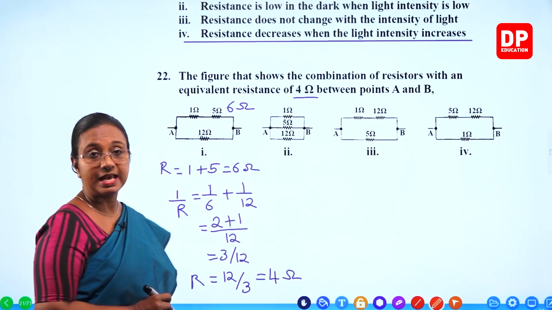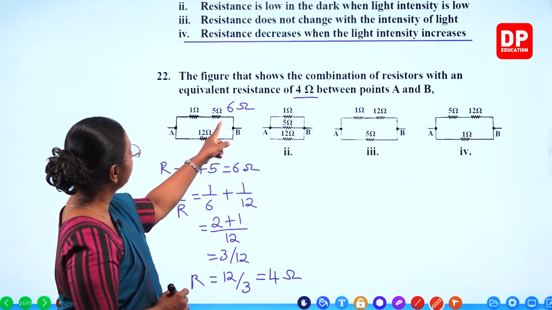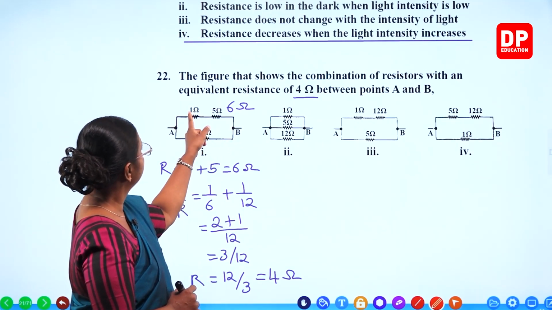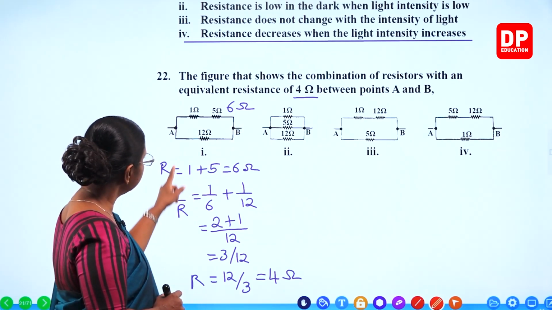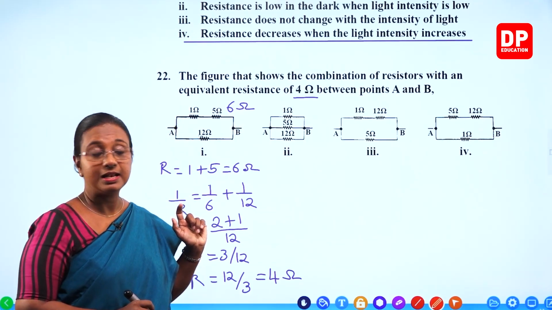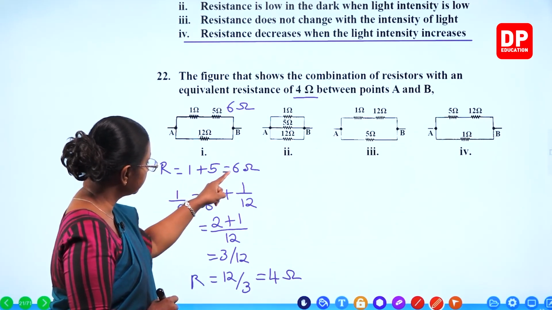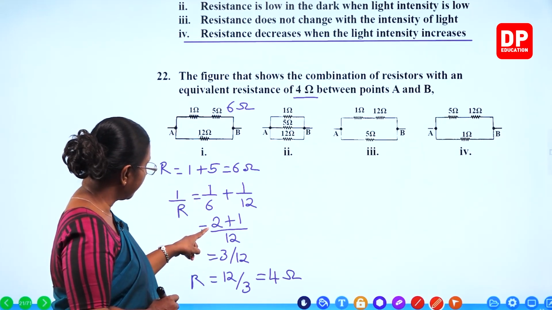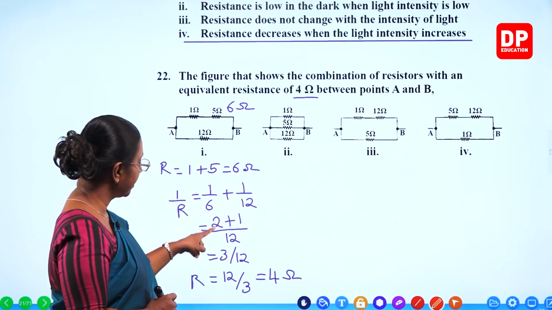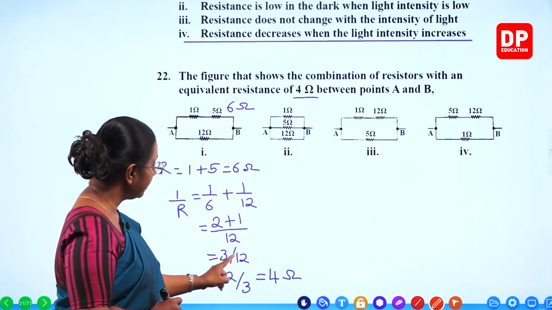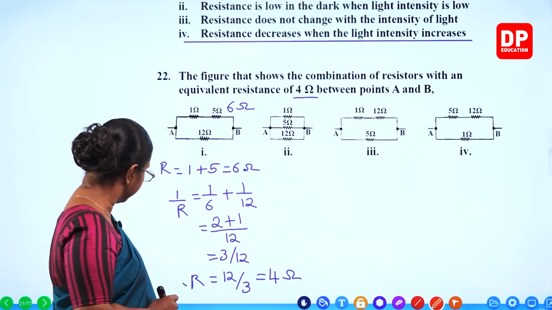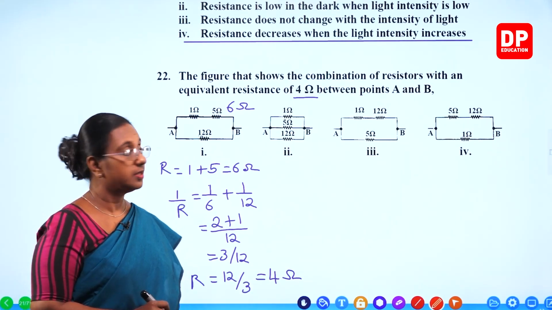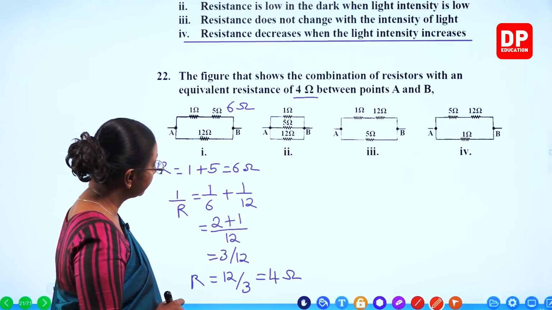I'm sure you can understand the calculation. 1 ohm and 5 ohm are in series, so the sum of the resistors, 1 plus 5, is 6 ohms. Then this and this are parallel. So 1 over R equals 1 over 6 plus 1 over 12. You take the least common multiple, 12. So this becomes 2 because 6 times 2 is 12. So 2 plus 1, 3 by 12. If you find R, it is equal to 12 divided by 3, 4 ohms. That is the same equivalent resistance.